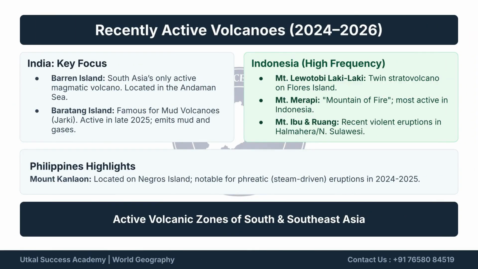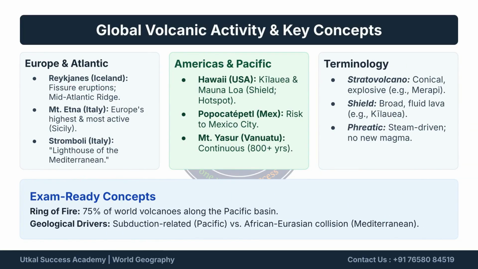Focusing on recently active volcanoes from 2024 to 2026, Indonesia has high frequency, including Mount Luatobi-Laki-Laki, Mount Merapi, and Mount Ibu and Ruang. India's key focus includes Barren Island and Baratang Island. The Philippines' highlight is Mount Kunlawan. Global volcanic activity includes Reykjanes, Mount Etna, and Stromboli in Europe and the Atlantic. In the Americas and Pacific, we have Hawaii, Popocatépetl, and Mount Yasur. Important terminology includes stratovolcano, shield, and phreatic eruptions. Remember the Ring of Fire and the key geological drivers.